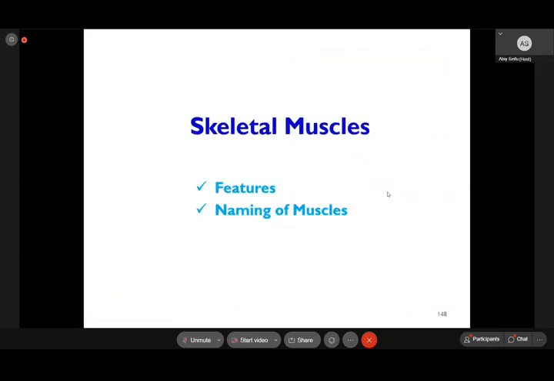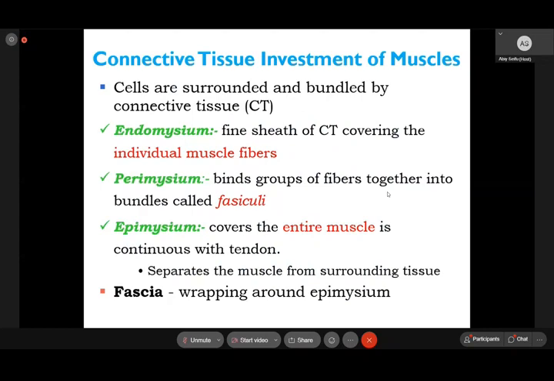Now let's see in some detail the features and naming of skeletal muscle, the general overview of the skeletal muscle. Okay, the skeletal muscle has cells, which may be called fibers because they are long, and a group of these fibers or cells forms a single muscle, but those fibers are wrapped by connective tissue.